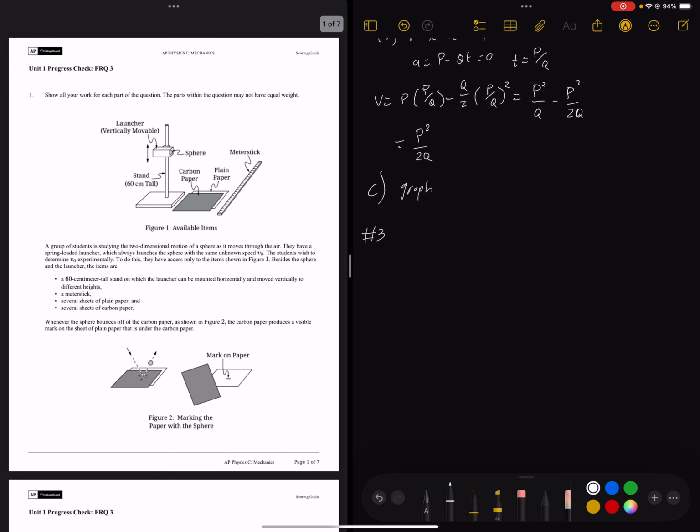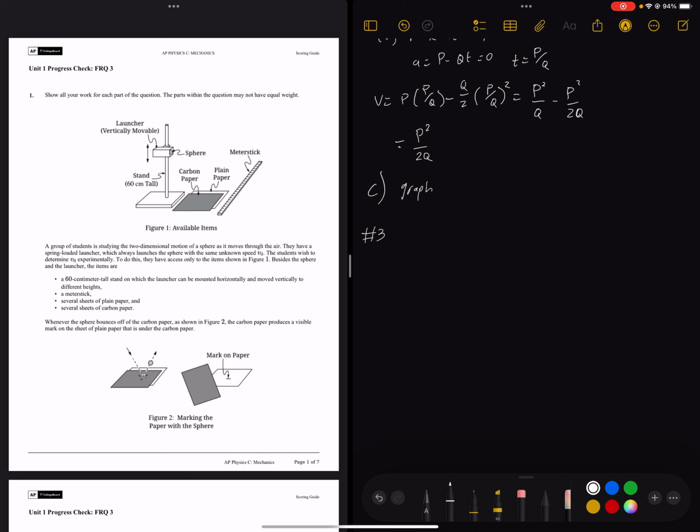Let me just tell you what I would say. What I wrote down, I'm not going to write it down, I'm just going to say it. I said we're going to measure the height from the floor to the bottom of the sphere, lay out several sheets of paper and carbon paper on top in order to record the position where the ball hits, so the position of the ball when it hits the floor.